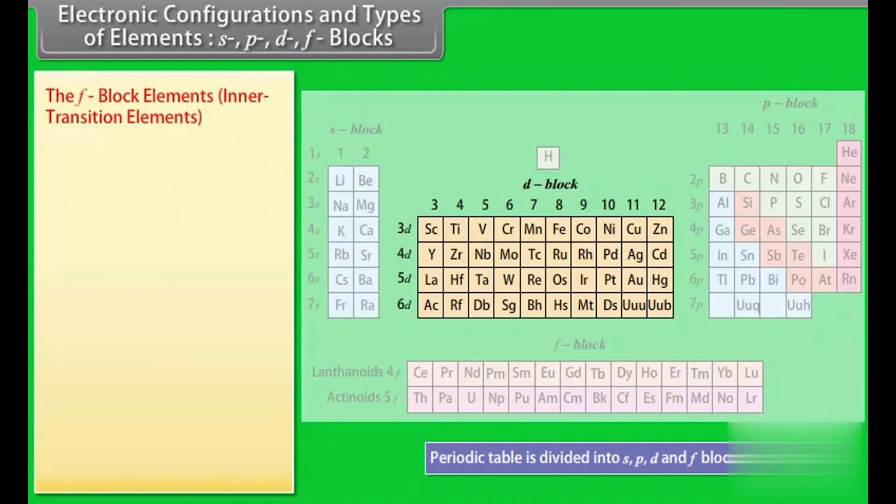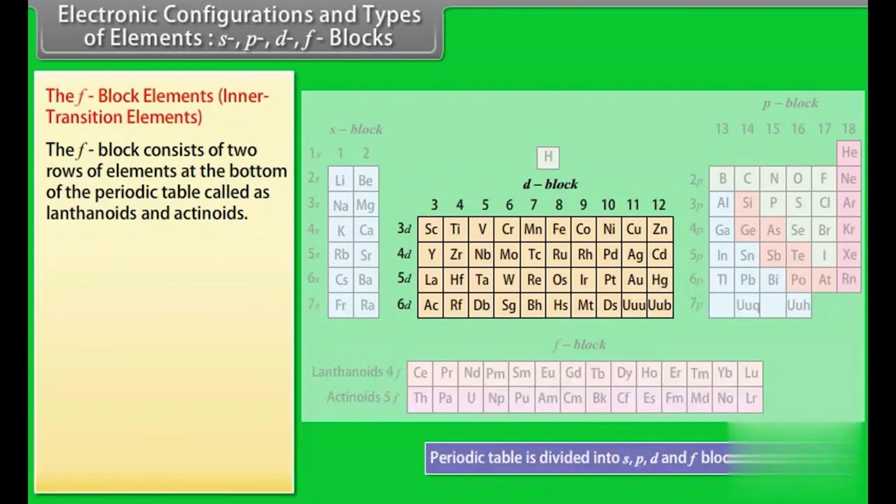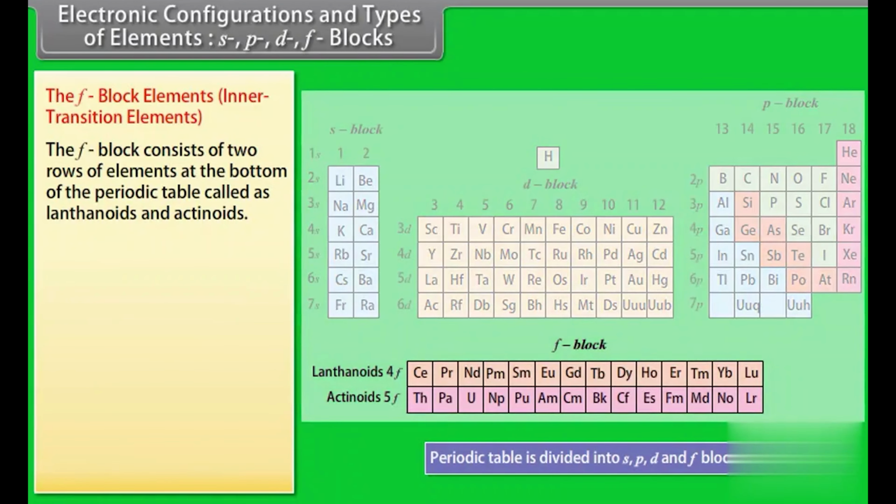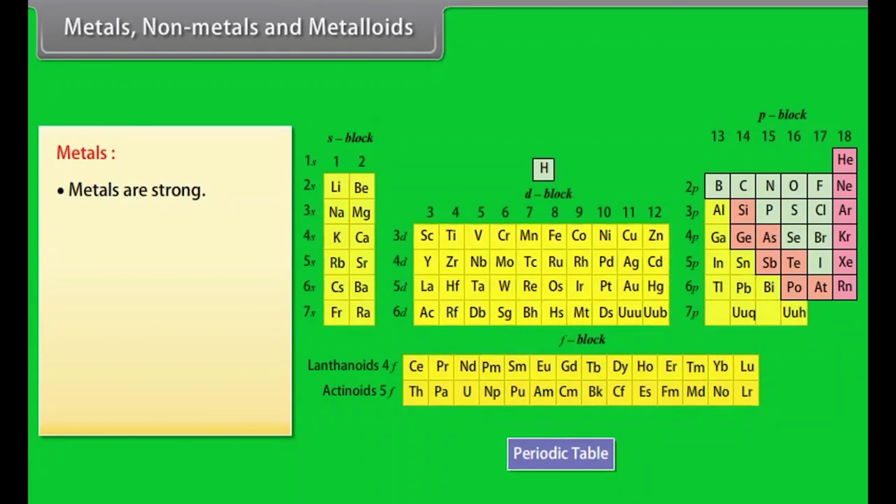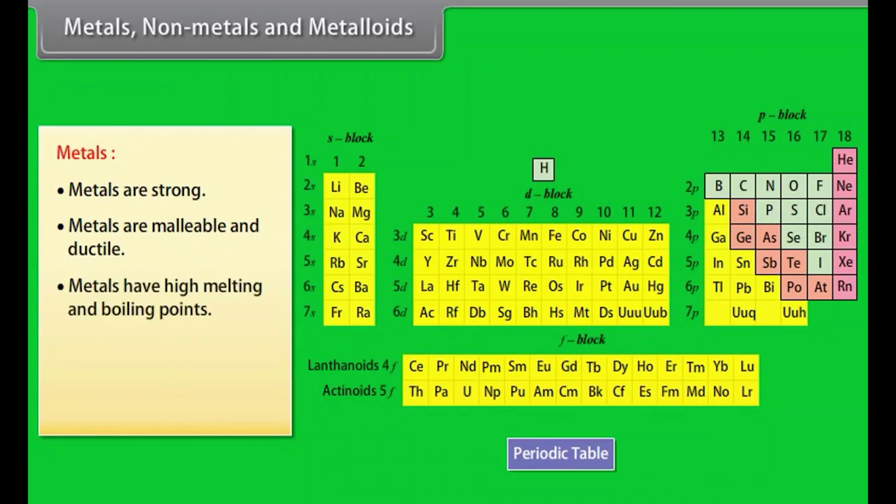The F block elements, inner transition elements. The F block consists of 2 rows of elements at the bottom of the periodic table called lanthanoids and actinoids. Their general electronic configuration is: metals, non-metals and metalloids. Metals. Metals are strong. Metals are malleable and ductile. Metals have high melting and boiling points. Metals are good conductors of heat and electricity.